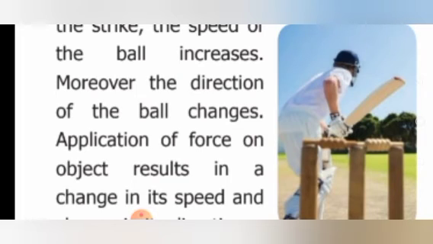When the bowler bowls the ball, it may be a slow ball, but once the batsman hits it, the speed of the ball increases and it reaches the boundary, isn't it? So there, the speed of the ball is changed due to the force applied by the batsman. Did you understand, children? And also, what about the direction?